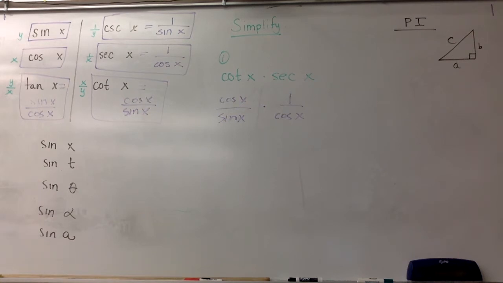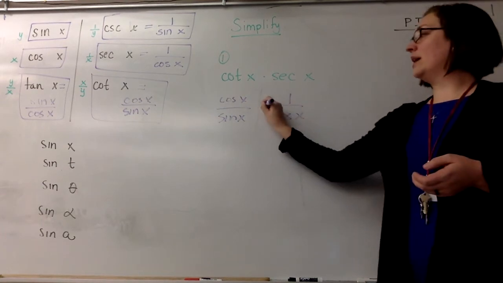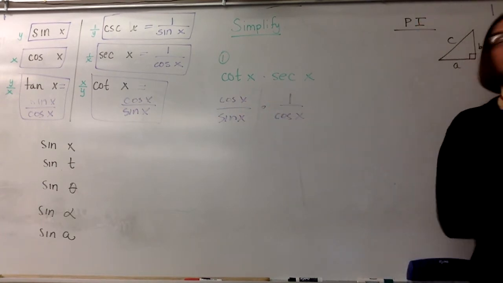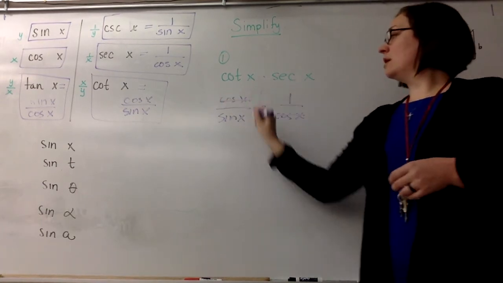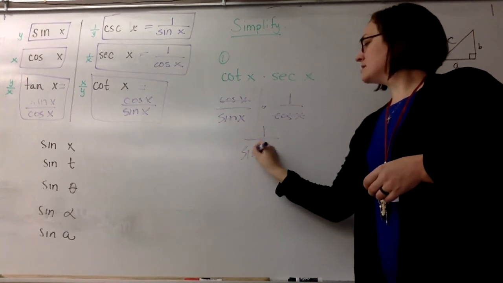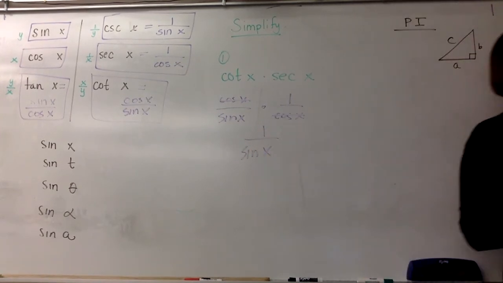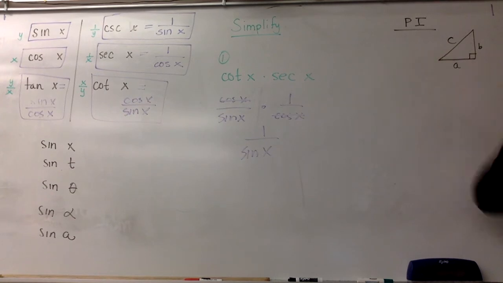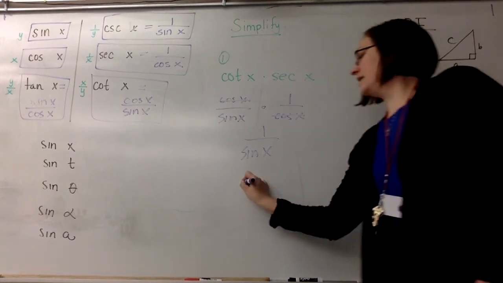And then I'm going to use algebra. So since I'm multiplying, what can I cancel? Cosine x's are going to cancel, which leaves me with 1 over sine x. And the definition of 1 over sine x is what? That's a fraction. What's less complicated than a fraction? That's going to be your final answer, cosecant of x.